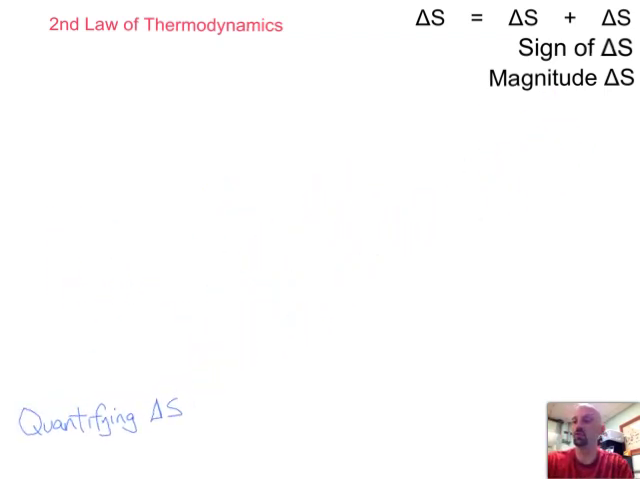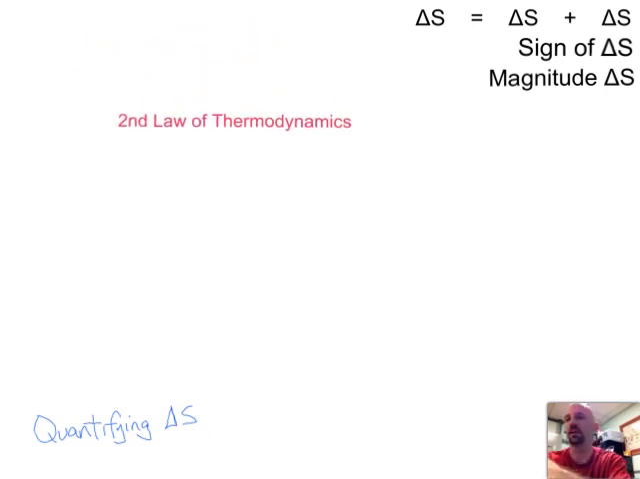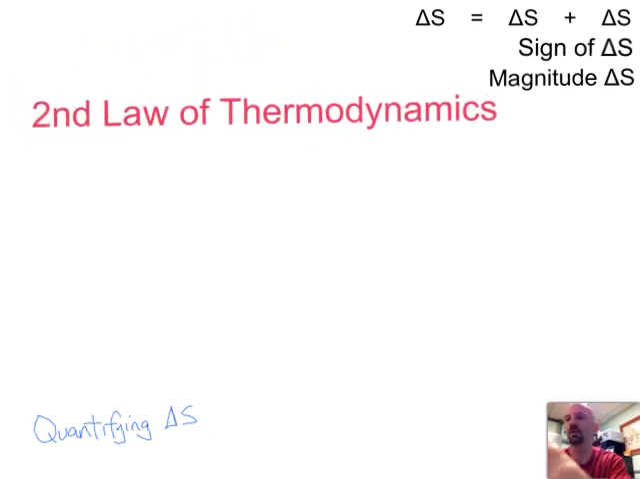Now, in order to do that, we're first going to talk a little bit about the second law of thermodynamics. You probably remember the first law of thermodynamics, and that is that energy is conserved. It can't be created, it can't be destroyed. You're not God, we can't be creating and destroying energy. So the first law of thermodynamics is that energy is conserved.